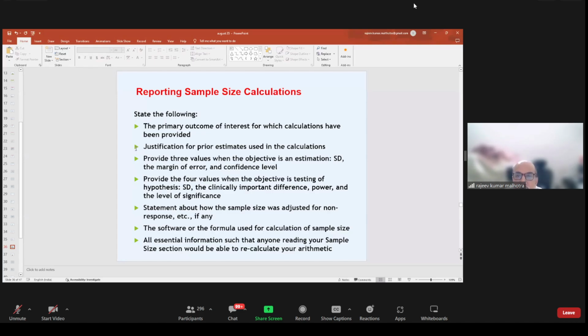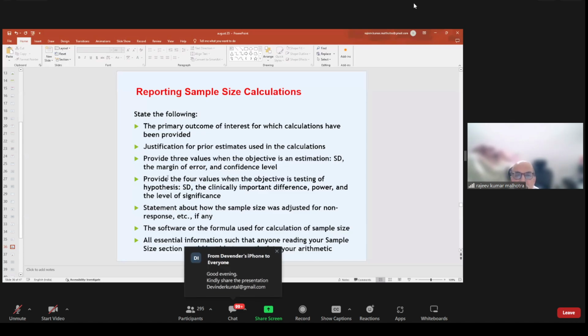The primary outcome of interest for which the calculation has been provided. You write the primary outcome. Then the justification of the prior estimate used for the calculation. What is the reference, whether you are using your own observation, a prior estimate, or a pilot study. So you have to write from where you are getting the standard deviation.